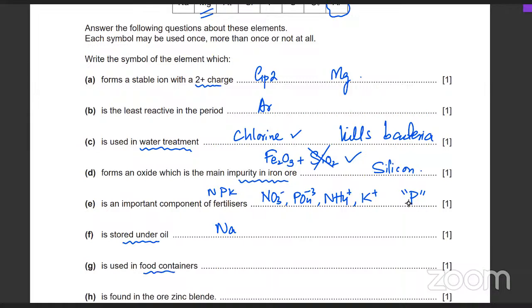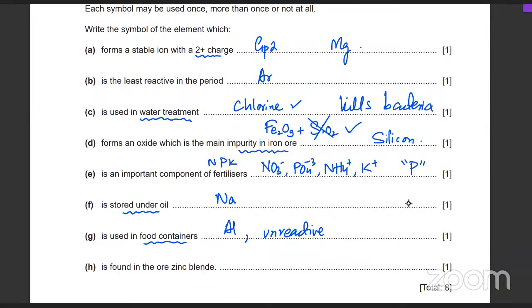Food containers आप बनाते हो aluminium से. ठीक है, aluminium is used. Aluminium is unreactive. Why is it unreactive? Because aluminium has this coating of Al2O3 on top of it, which is quite tough and non-porous and unreactive. So food containers are made out of aluminium because it's a metal, it's a good conductor of heat, and it's very unreactive. It won't react with your food.